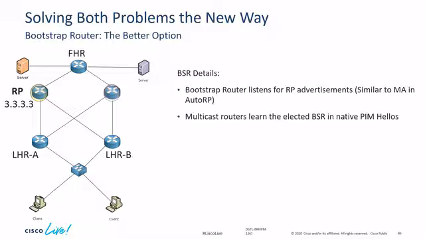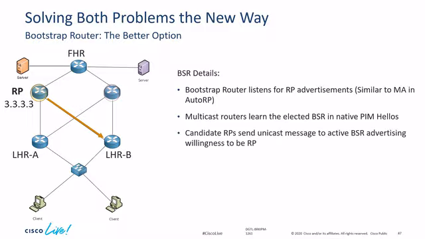And this allows us to do something that we couldn't do with AutoRP, which is to unicast the candidate RP's willingness to be the RP to the Bootstrap router, because the candidate RP now knows where to send the packet. So it will unicast that rather than flood it out. And that's a huge bonus over AutoRP.